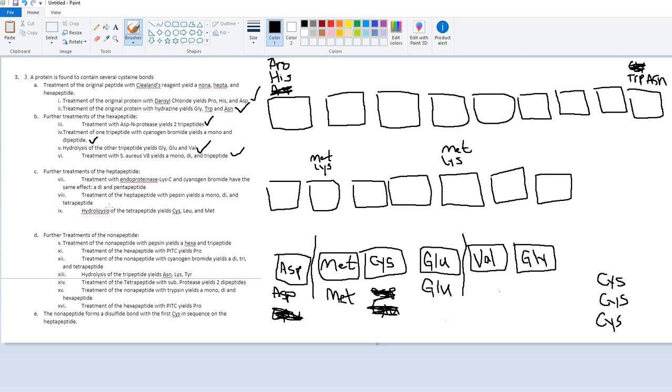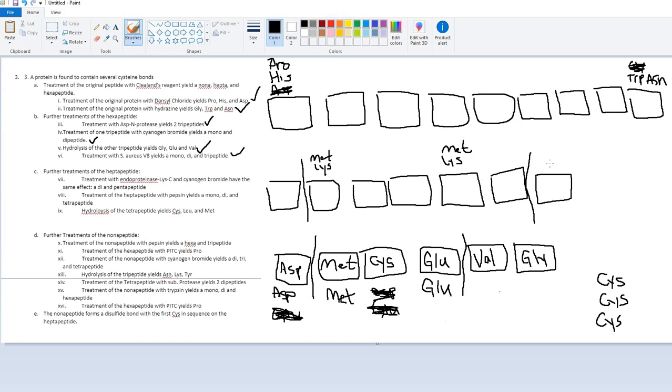And it says that treatment of the heptapeptide with pepsin yields a mono, a di, and a tetrapeptide. Now pepsin cleaves at leucine, phenylalanine, tyrosine, and tryptophan at the N-terminal. So to get a monopeptide using pepsin, we would have to cut either here at this N-terminal to get the monopeptide, or we would have to cut here. And this spot is already reserved for either a methionine or a lysine. So we have to cut here with the pepsin.